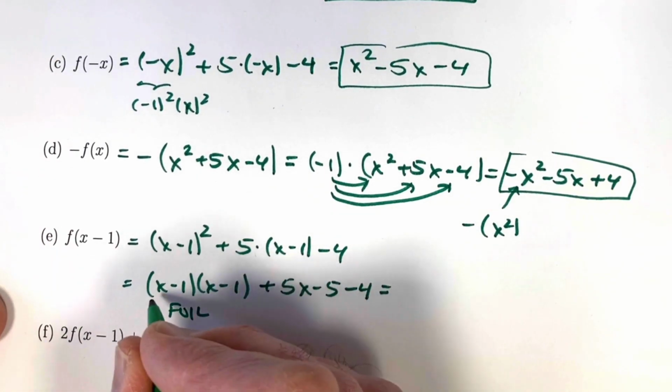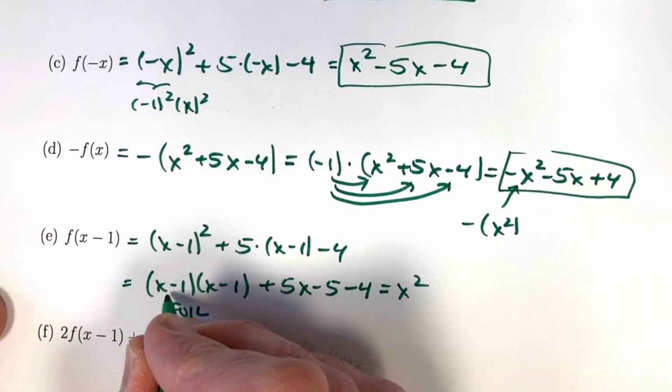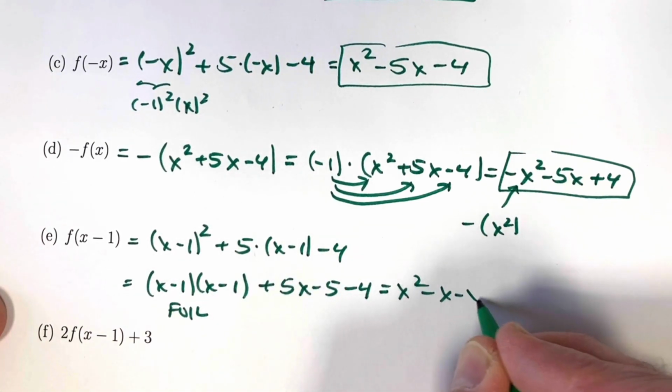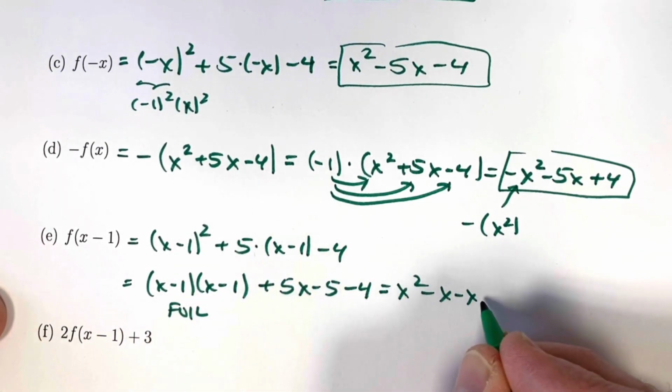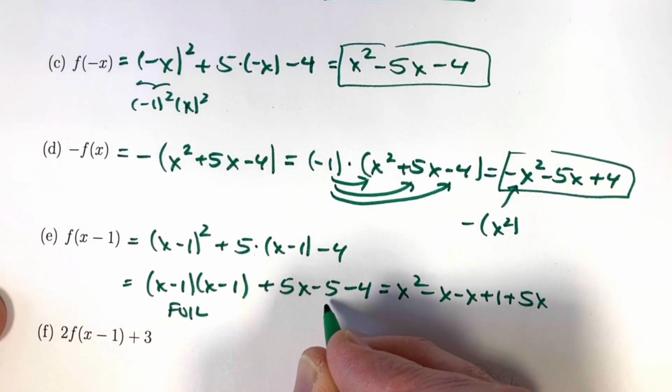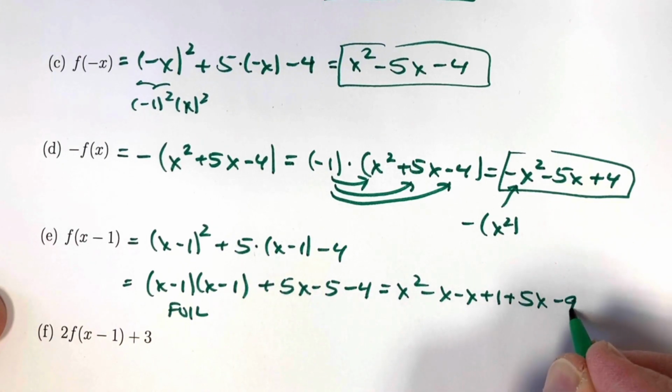Continue simplifying. X times x is x squared. X times negative 1 is minus x. Negative 1 times x is another minus x. And negative 1 times negative 1 is plus 1. Plus 5x minus 5 minus 4 is the same as minus 9.